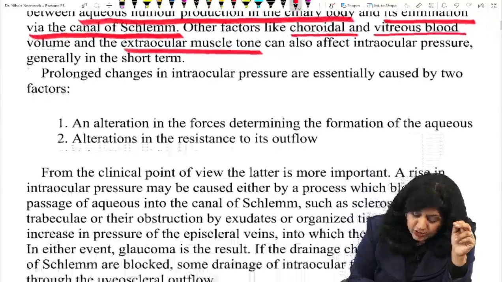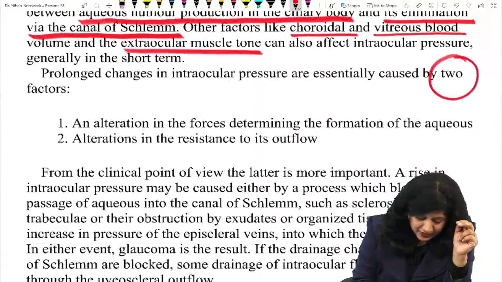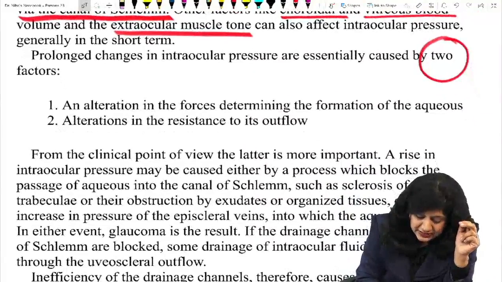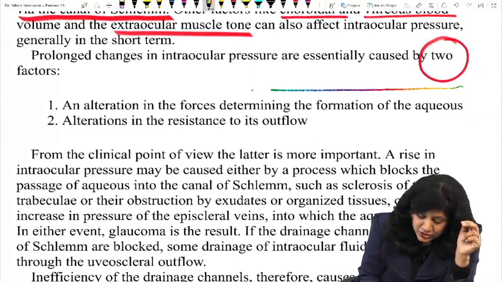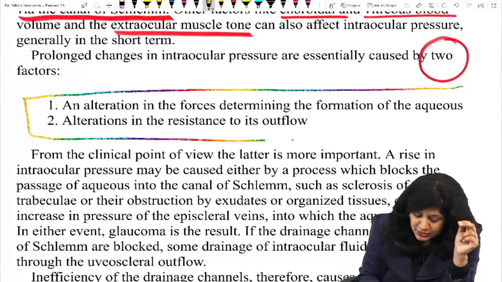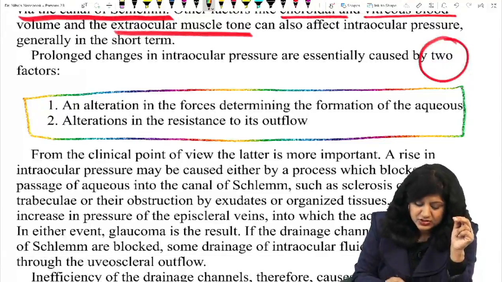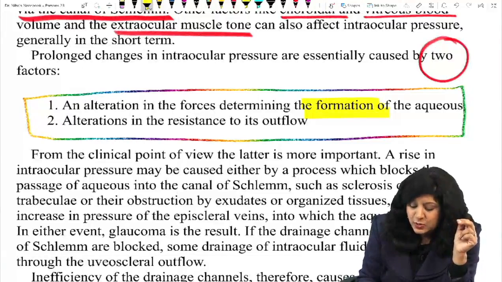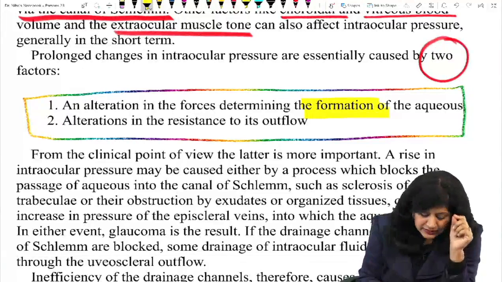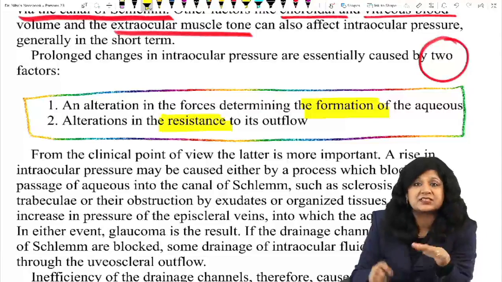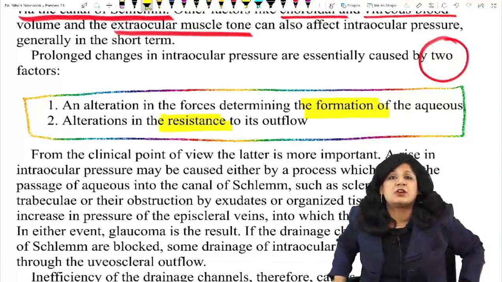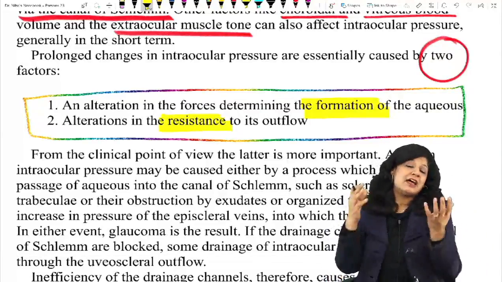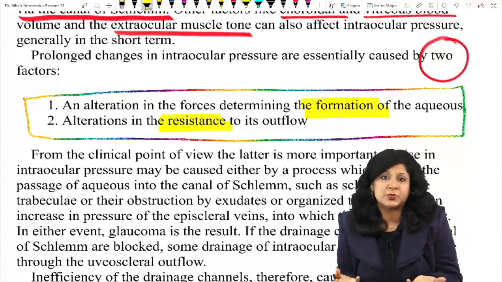Prolonged changes in the intraocular pressure are controlled by two factors. Now what are these two factors? Let's see these two factors. The alteration in the forces determining the formation of the aqueous, and the alterations in the resistance. So obviously again they are saying that the things responsible for the formation of the aqueous humor and the things offering resistance to its outflow will affect the net amount of aqueous humor.